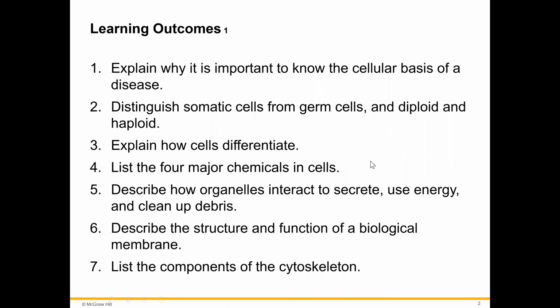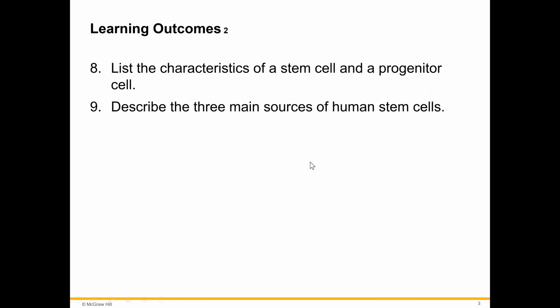Learning outcomes for this chapter. After completing this chapter, you should be able to explain why it's important to know the cellular basis of a disease, distinguish somatic cells from germ cells and diploid and haploid cells, explain how cells differentiate, list the 4 major chemicals in cells, describe how organelles interact to secrete, use energy, and clean up debris, describe the structure and function of biological membranes, list the components of the cytoskeleton, list the characteristics of a stem cell and a progenitor cell, and describe the 3 main sources of human stem cells.